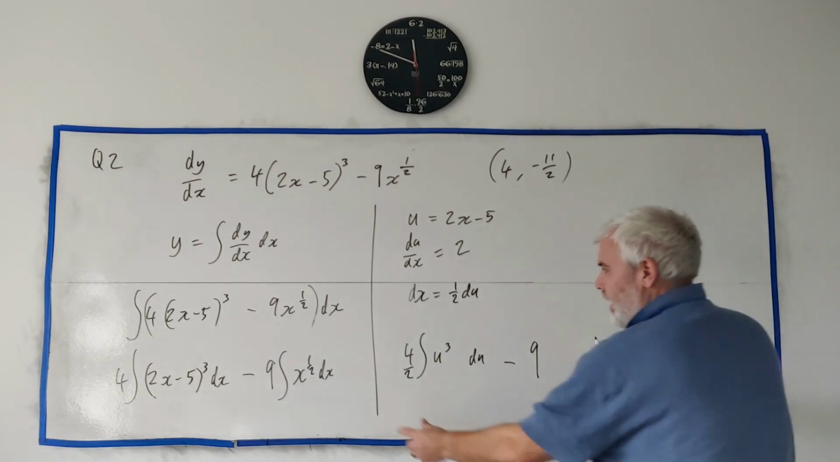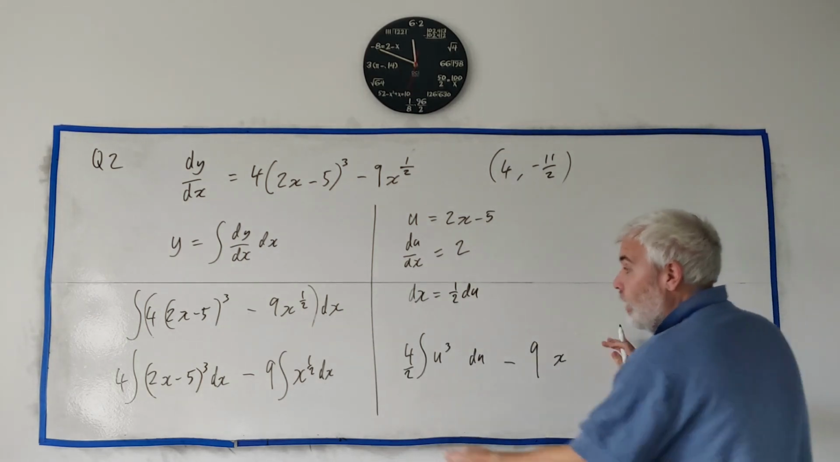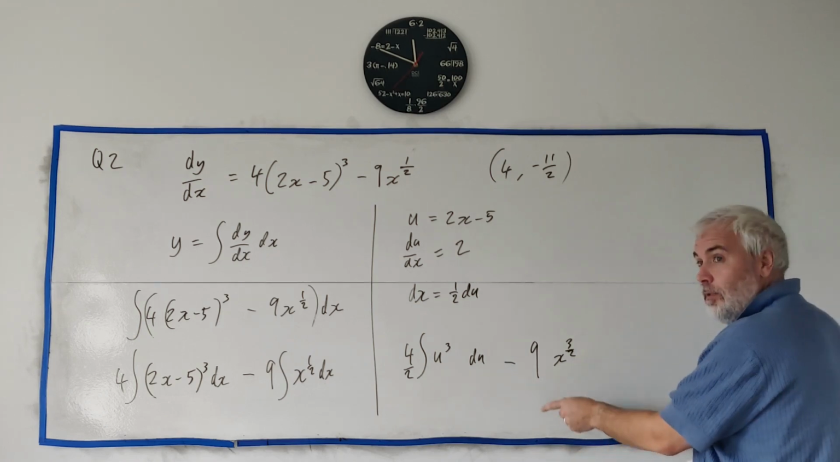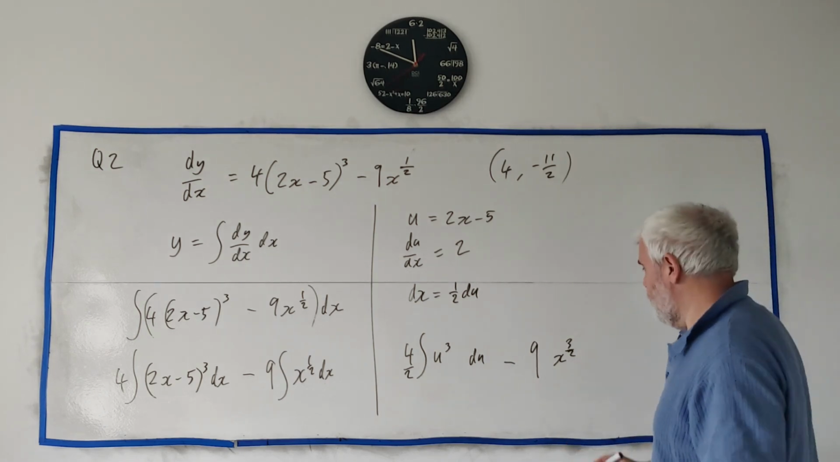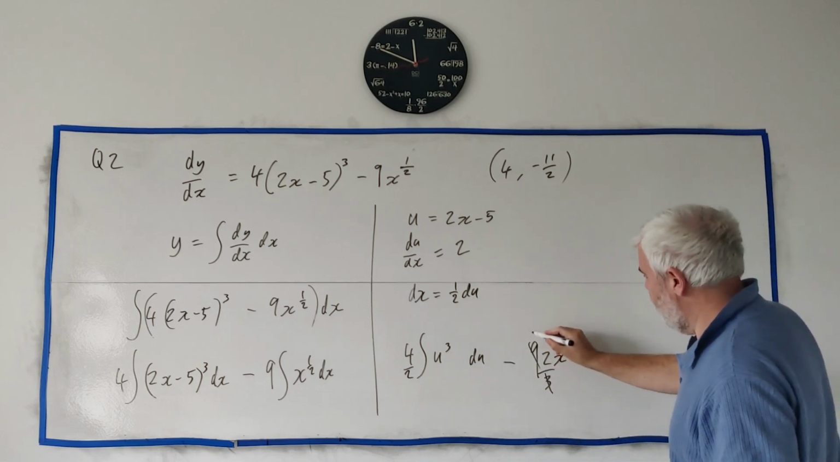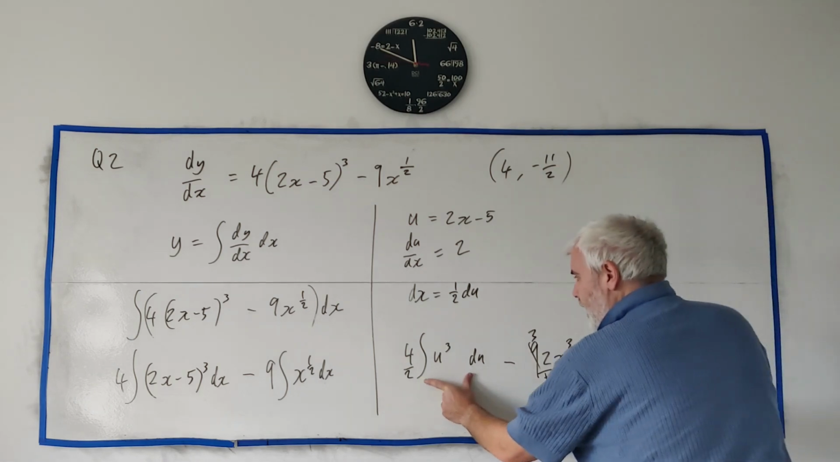Minus 9, let's integrate this while we're here. x, we add 1 to this power, that becomes 3 over 2. And then we divide by 3 over 2. Dividing by 3 over 2 is the same as multiplying by 2 over 3. 3 goes in 3 times. And that's it. Let's integrate this.